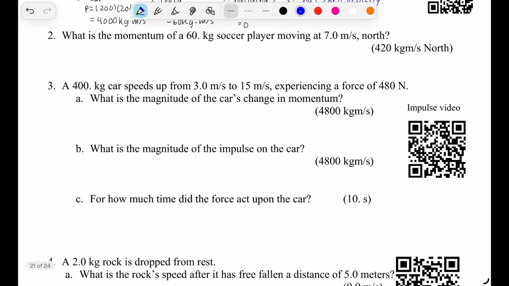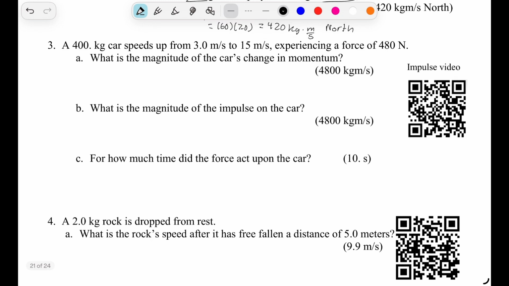What is the momentum of a 60 kilogram soccer player moving at 7 meters per second north? So we know the mass is 60 kilograms. This is our velocity. So it's simply 420 kilograms meters per second north.